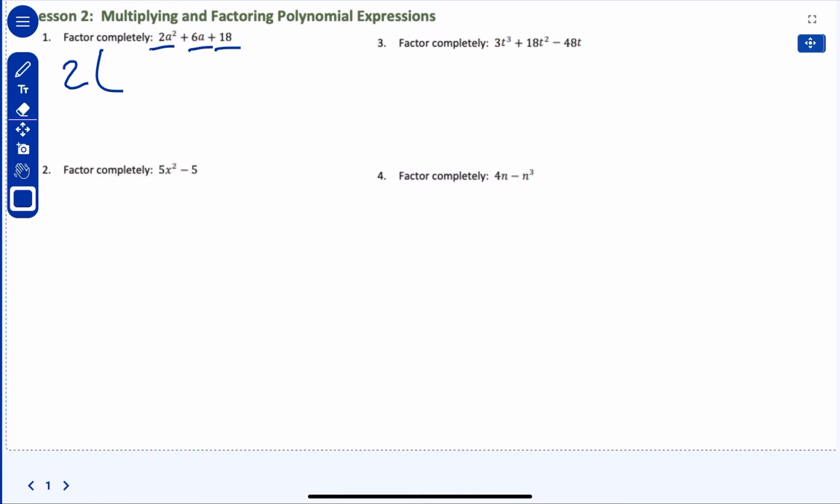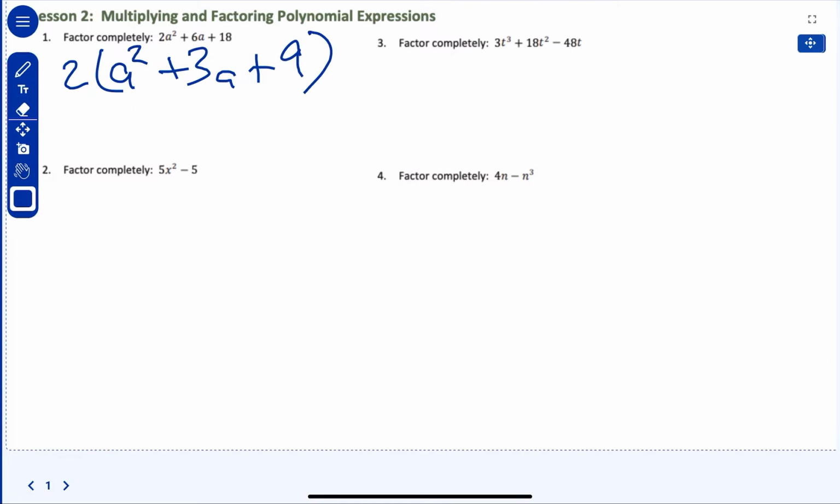It was in standard form. Now it's going to be in factored form. So whenever we do this, we factor out a 2. That just means we're going to divide everything by 2. What is 2a squared divided by 2? A squared plus 3a plus 9. Can you check that?